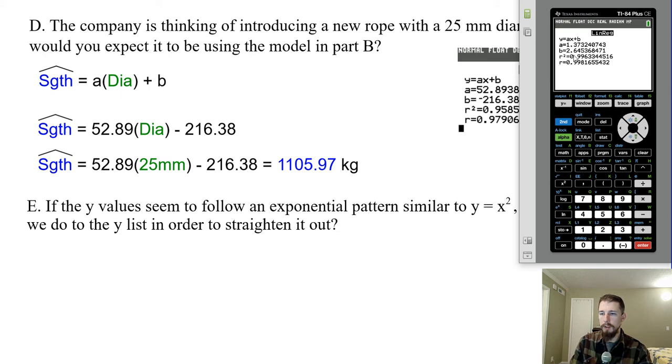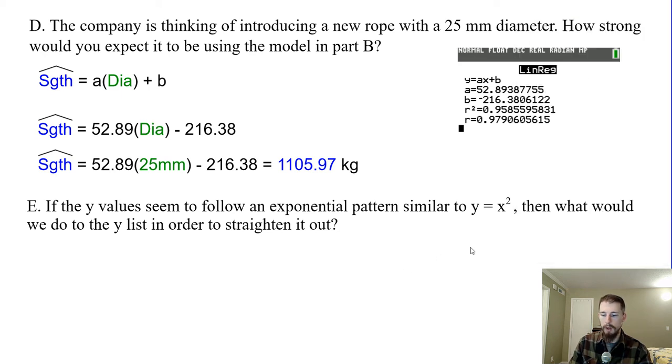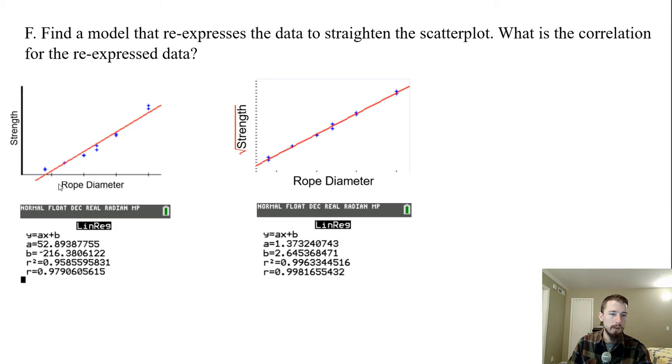Okay, cool. So notice now what happened to our correlation coefficient. Here's the original model, which had some curvature in it. After we took the square root of the strength, it straightened it out, which is really cool. Between the original correlation coefficient and the new one, it went up. It's almost 1, an almost perfect correlation, because it's almost positive 1.